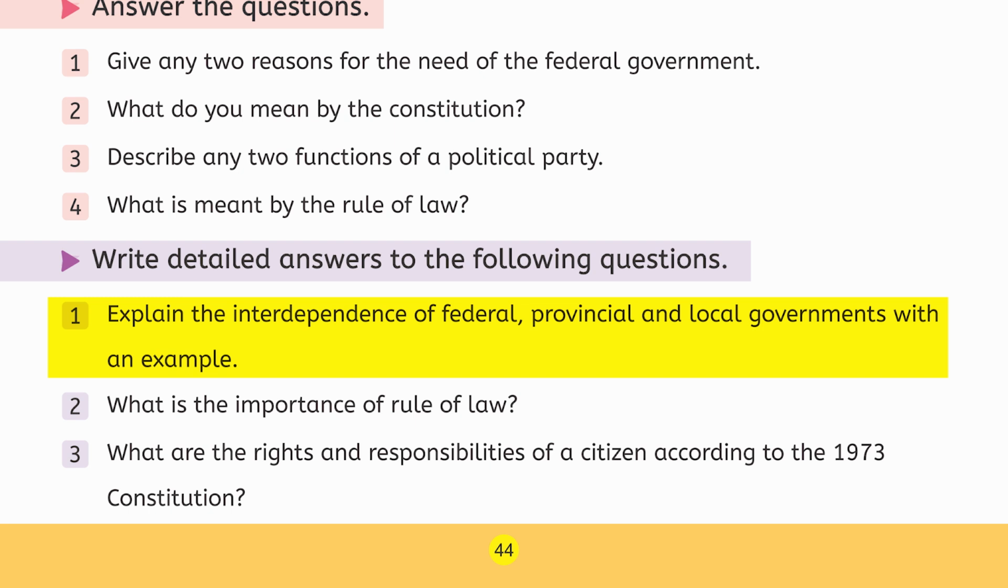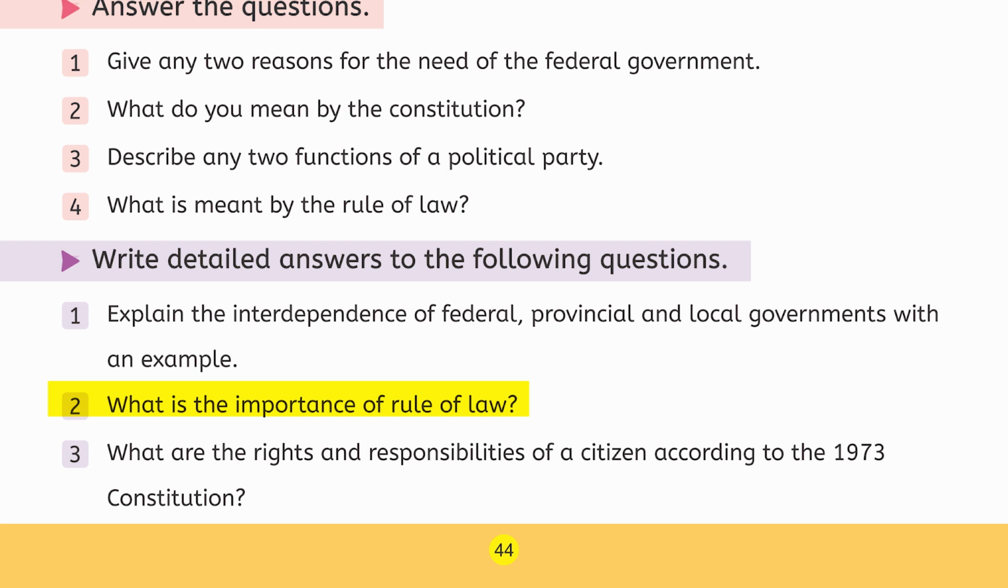Example: a local government identifies that a hospital is needed in the city. The local government sends a request for approval to the provincial government to build a hospital in the city. The provincial government turns to the federal government for necessary funds to build the hospital. This shows how these three levels of government depend on each other to meet the needs of the people and ensure the smooth functioning of the country.